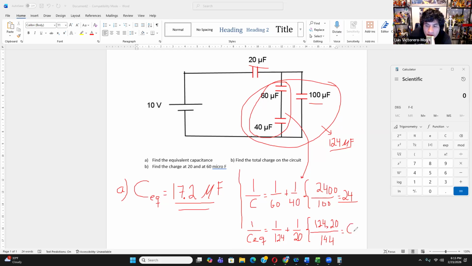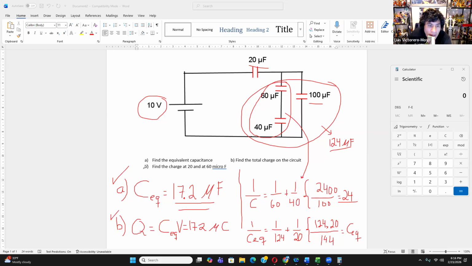Okay. What is the total charge on the circuit then? Yeah, you just multiply, right? Q equals CV, C equivalent times V. V is 10 volts. This times that is 172 microcoulombs.